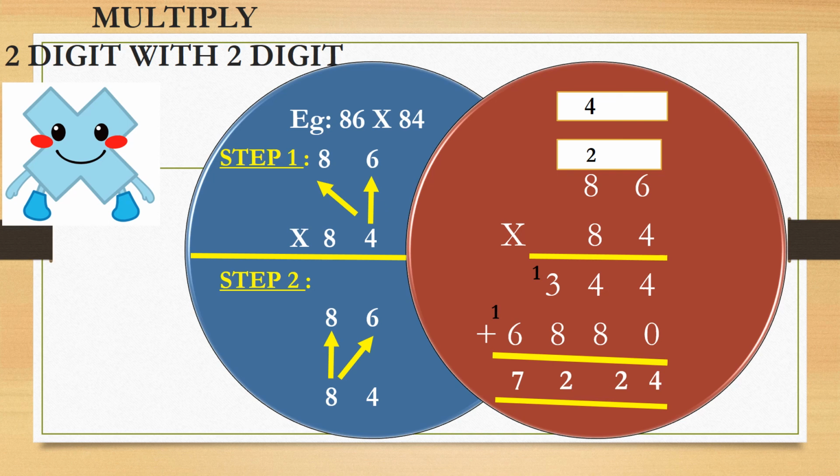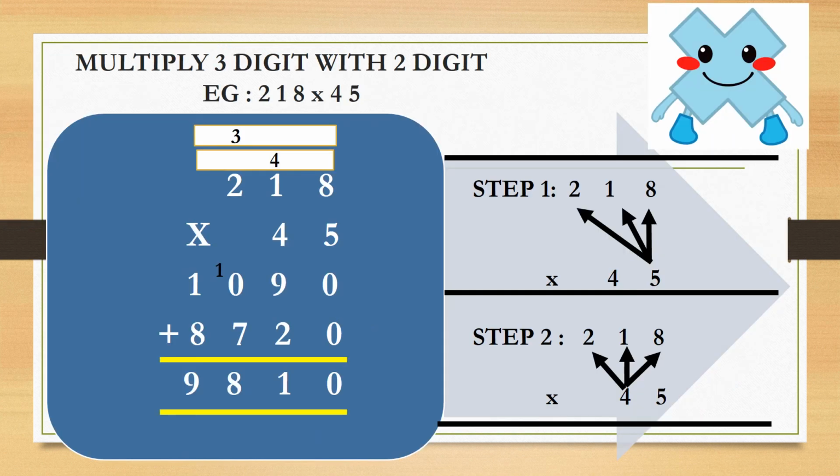So let's start adding from the ones place. 4 plus 0 gives 4. 8 plus 4 gives 12. So 1 carry over, bring down 2. 8 plus 3 is 11 and 11 plus 1 is 12. 1 carry over, 2 you bring down, and add 6 plus 1 which is 7. So the answer is 7224.